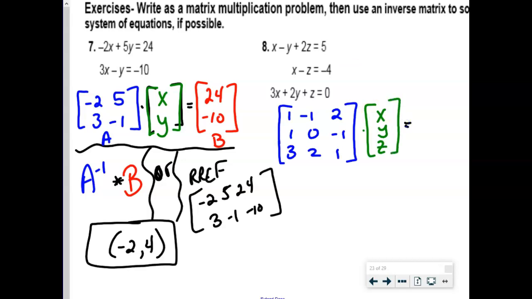And then it equals the solution matrix, which is, in that order, 5, negative 4, 0. All right, to save you guys a little bit of typing, don't bother answering this one. You would choose your method. You do A inverse B, or you could do RREF on the augmented matrix. It is up to you.